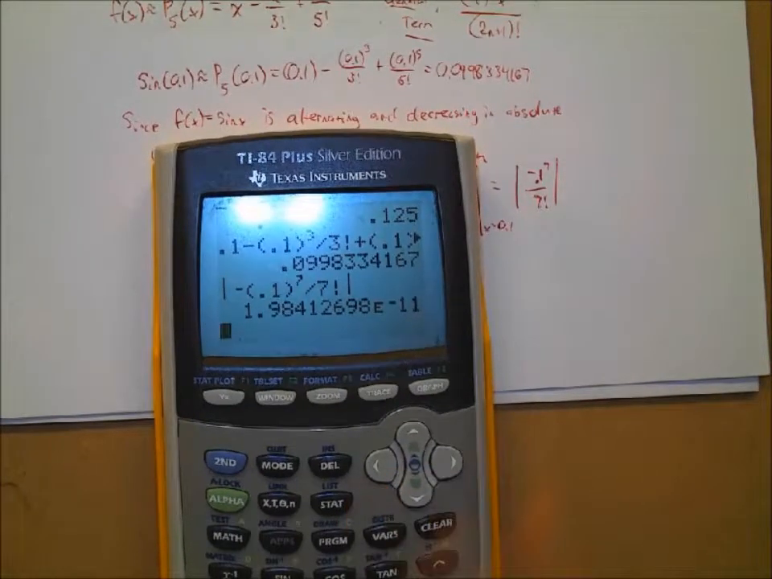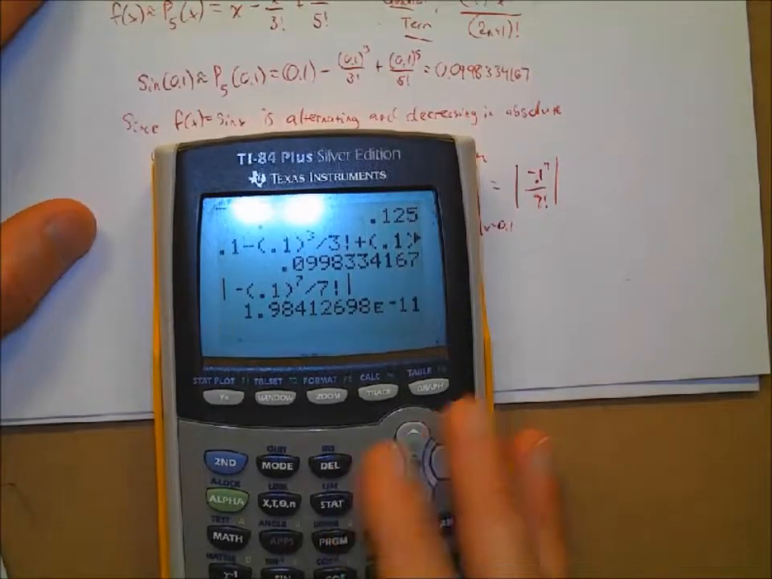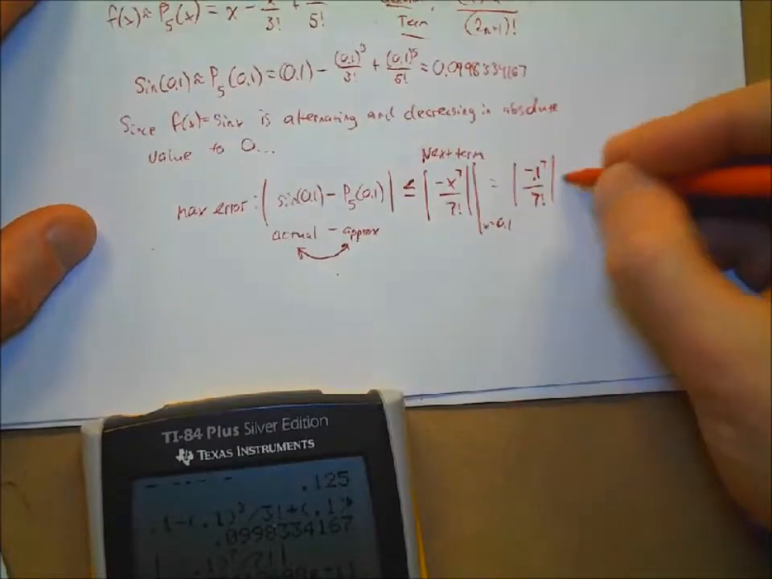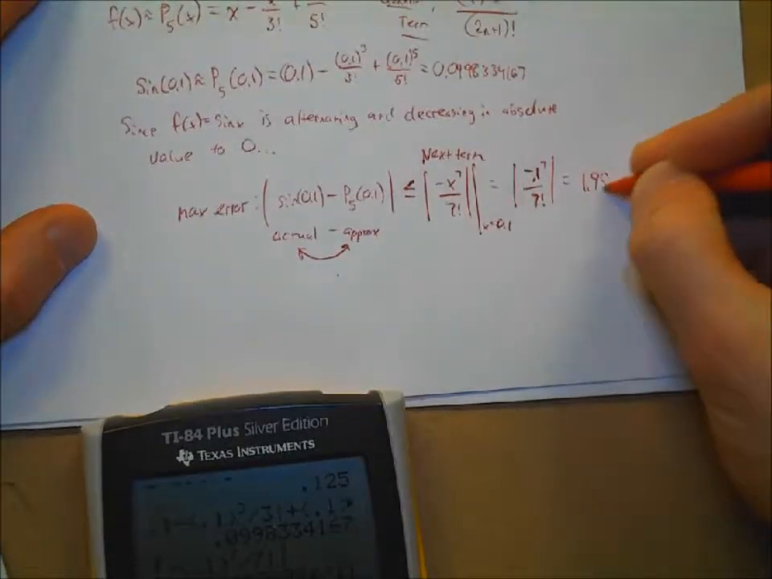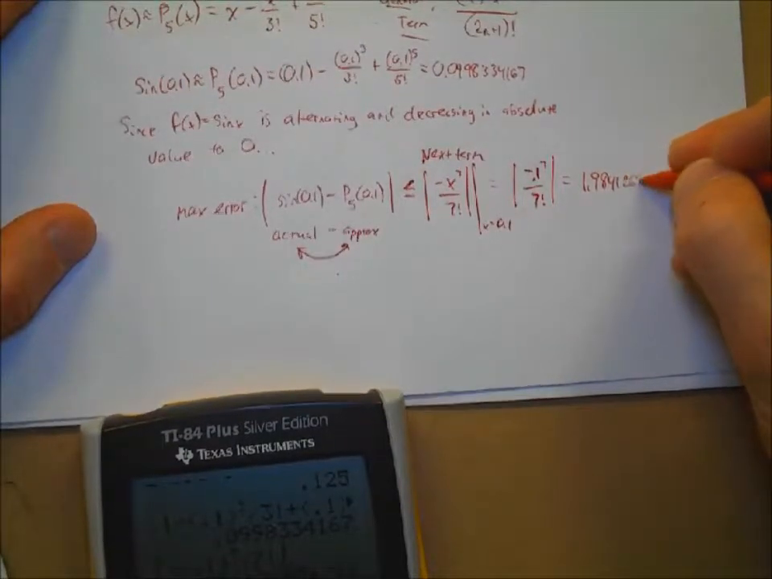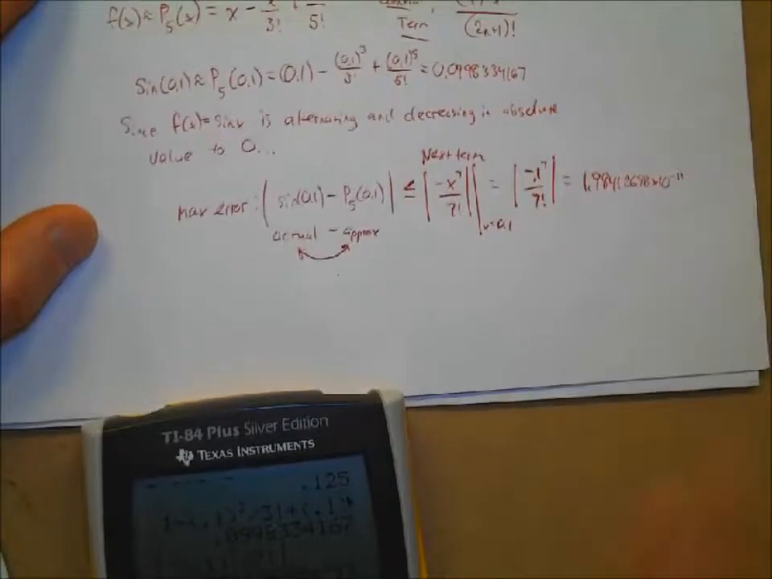1.984. What does that e negative 11 mean? It goes 11 levels out, so times 10 to the negative 11. This is like scientific notation. So that's equal to 1.984 times 10 to the negative 11th there.